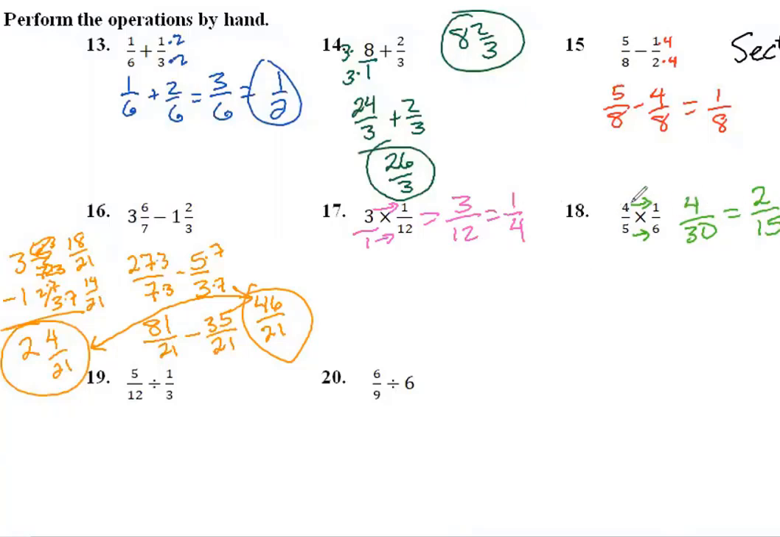You should note that you could, if you saw it ahead of time, see this 4 and this 6 could each divide by 2, and you could simplify on multiplication problems before you multiply across.